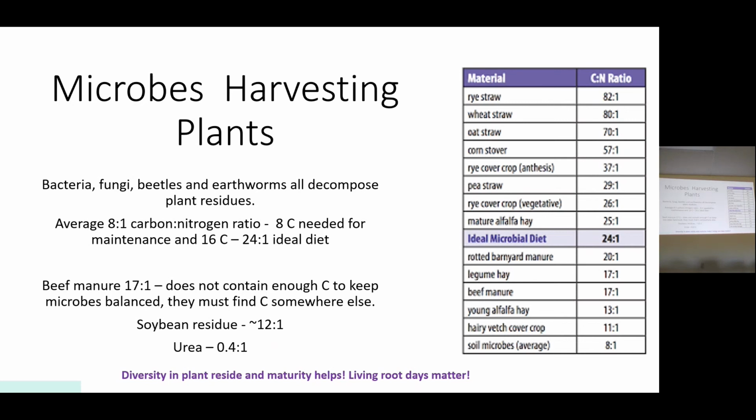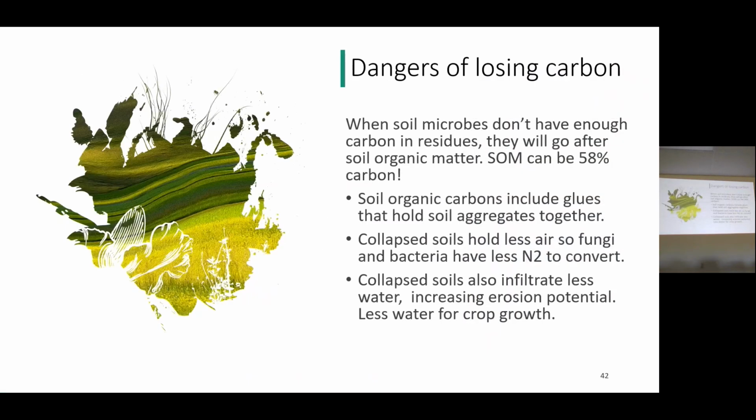Okay, so for the microbes to be able to process that, they really have to go find some carbon. But what happens when they have to go find that carbon? Where are they going to find it at? Well, they're going to find it in the soil. So if you don't have that residue and you don't have those roots in the system that can provide the carbon for them, they're going to go find it. They're going to start going after your soil organic matter, which can be up to 58% carbon.